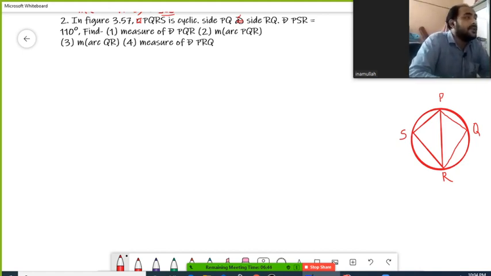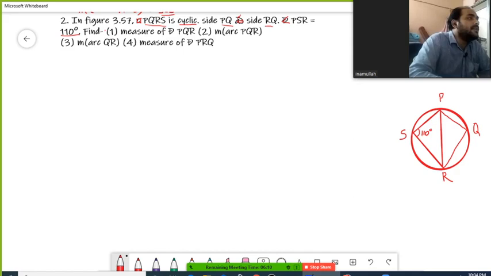Quadrilateral PQRS is a cyclic quadrilateral in the given figure. PQ is congruent with QR, so these two chords in the given circle are congruent. Angle PSR is 110 degrees. So PSR, we are talking about this angle. This is 110 degrees.